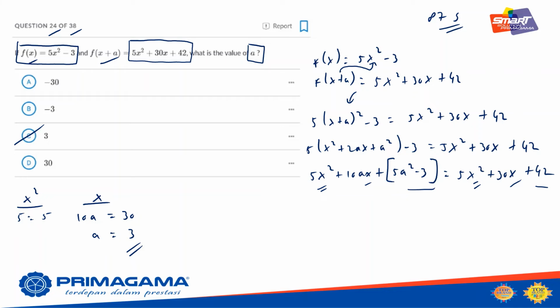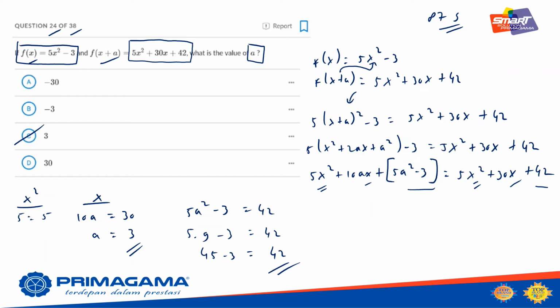And as before, we can also try to go to the coefficient without the variable. 5a squared minus 3 is equal to 42, meaning 5 times 9 minus 3 is equal to 42. 45 minus 3 is indeed 42, hence the answer is correct.